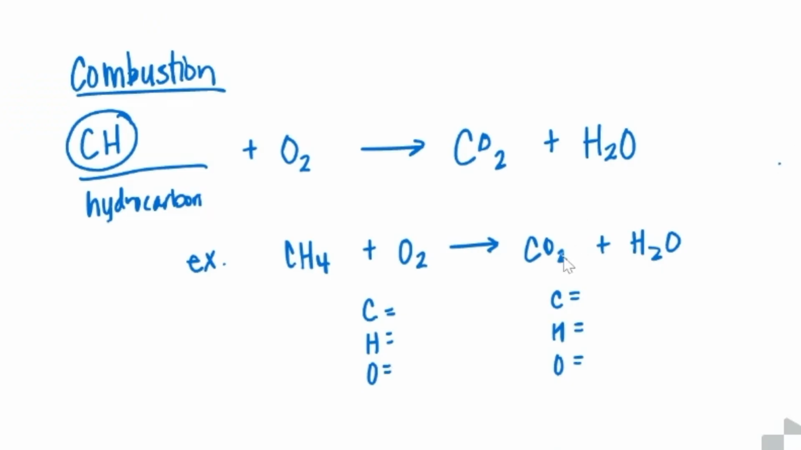If you notice, my oxygen appears twice on the product side. That's going to make oxygen tricky to balance, so I'm going to put a little star here, and I'm going to save oxygen till the very, very end. I'm going to make my C's and my H's match first. So let's go ahead and start our count.